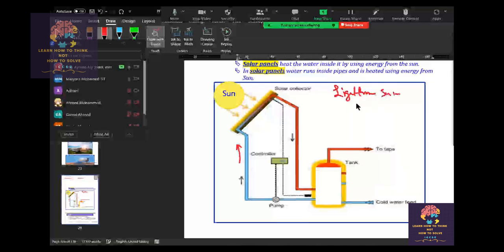So the light energy from the sun is converted to what? To thermal. Right? When the cold water enters this solar collector, the light energy from the sun is converted into what? Into thermal energy. Okay? Do you understand now? Yes. Okay, let me take this picture for you.